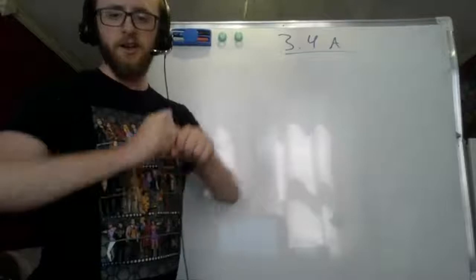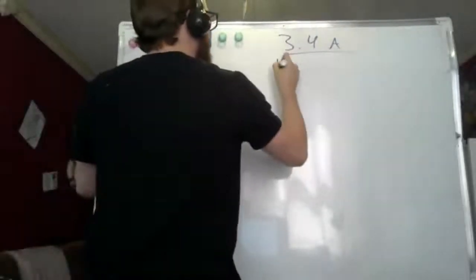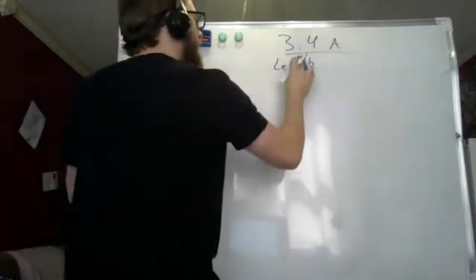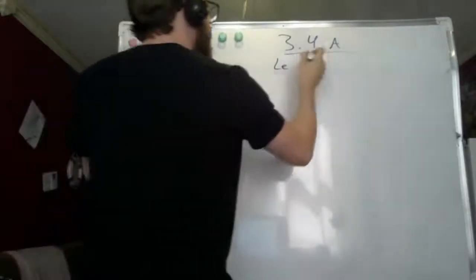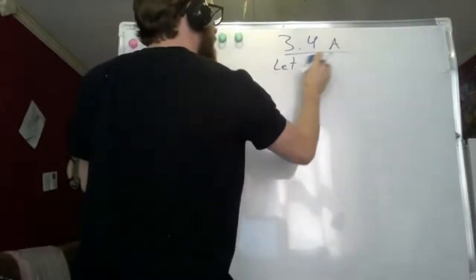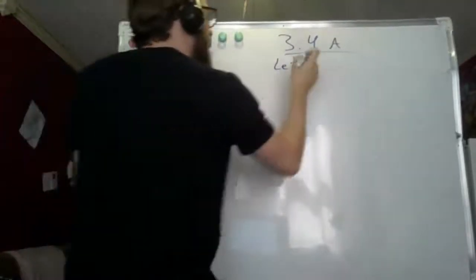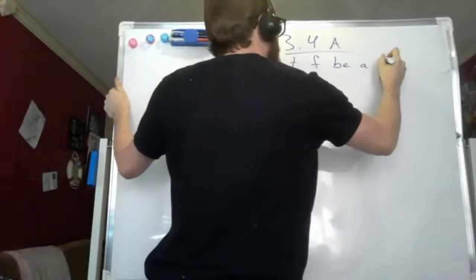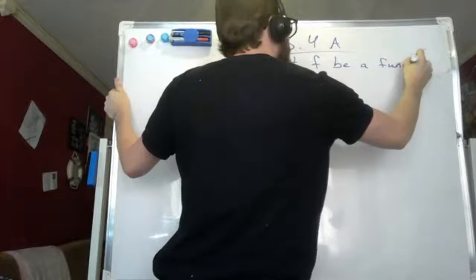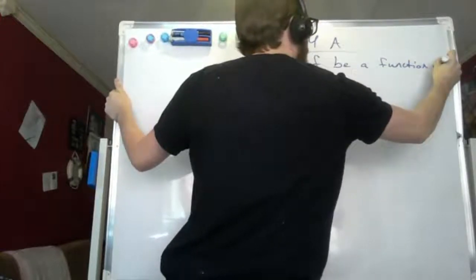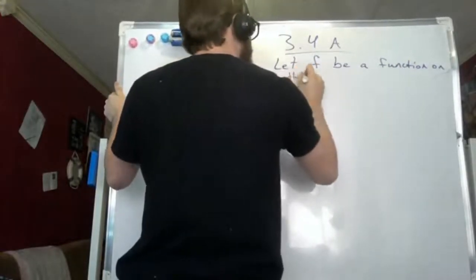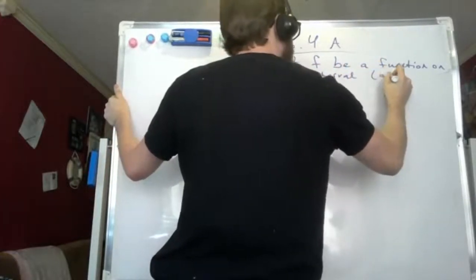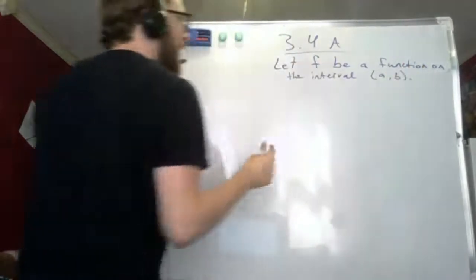Okay, so what are we talking about? Well, let's let f, we want a t here. Let's let, wow, I can't spell at all. Let f be a function on the interval a to b. Now, what does that mean?